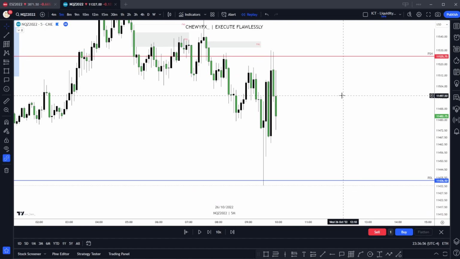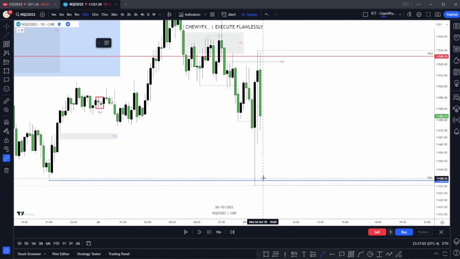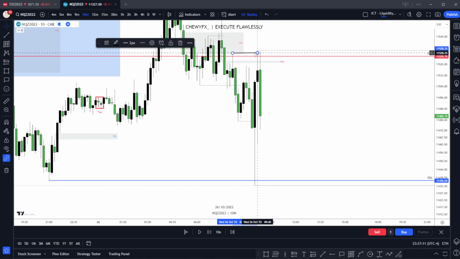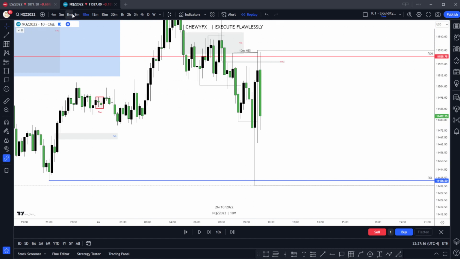Okay, so one thing to make note of here is once market tapped into this liquidity here, we can look for an EM2 or an EM3 model.